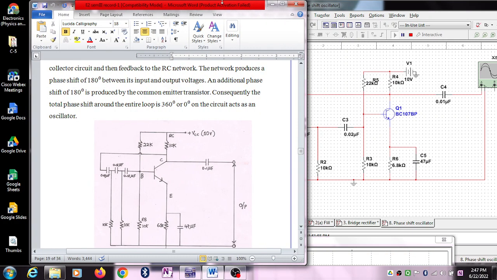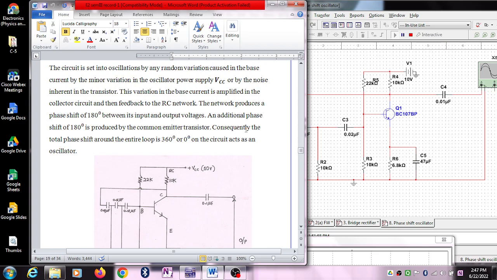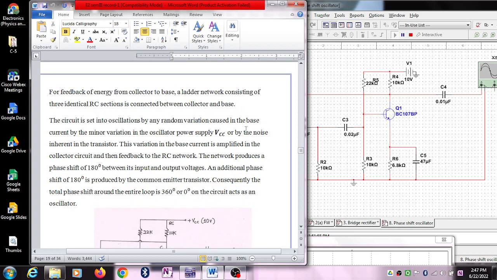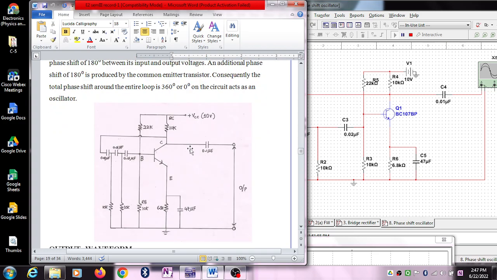Let us see this circuit, which is a phase shift oscillator. It works on the mechanism of feedback. The components are a transistor and the resistors 22K and 10K, which form the self bias. And you have three RC combinations. Each of them will give you a phase difference of 60 degrees between the output and input. There are three such networks, 3 into 60, 180.